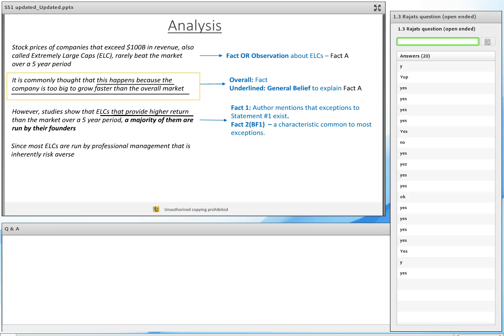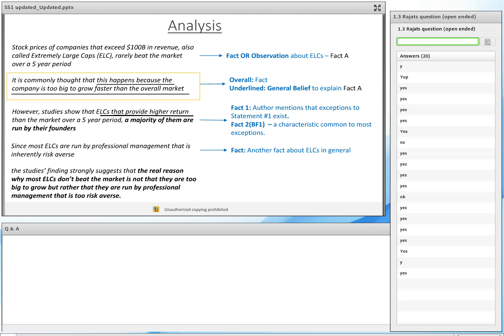Okay. Then the author goes on to say, since most ELCs are under professional management that is inherently risk averse, again, we have some interesting data points over here, some facts. Prior to reading the statement, we did not know that A, most ELCs are under professional management, and B, that professional management is inherently risk averse. So these are two data points that we'll not question. The study's findings strongly suggest that the real reason why most ELCs don't beat the market is not that they're too big to grow, but rather that they're run by professional management that is too risk averse.